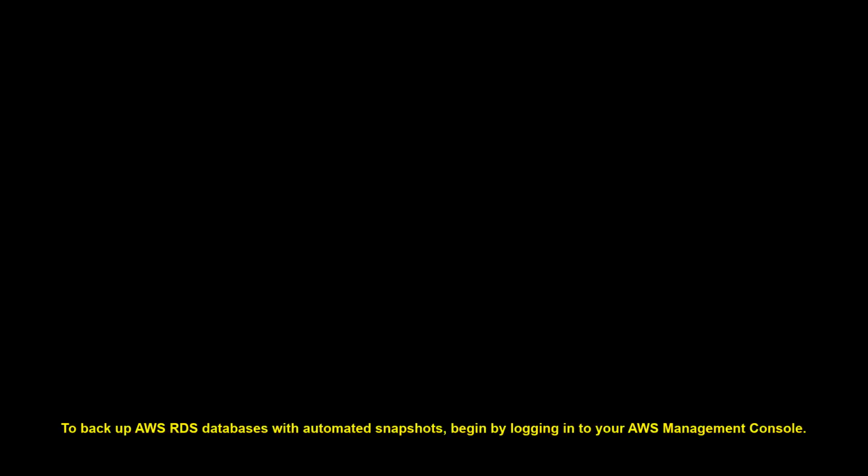To backup AWS RDS databases with automated snapshots, clearly begin by logging into your AWS Management Console. Navigate to the RDS dashboard. Select the database instance you want to backup. In the database instance details, scroll to the Maintenance and Backups section.